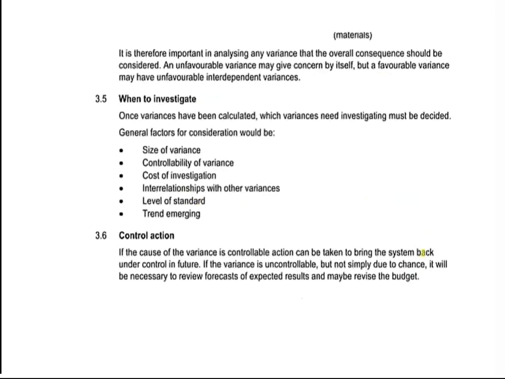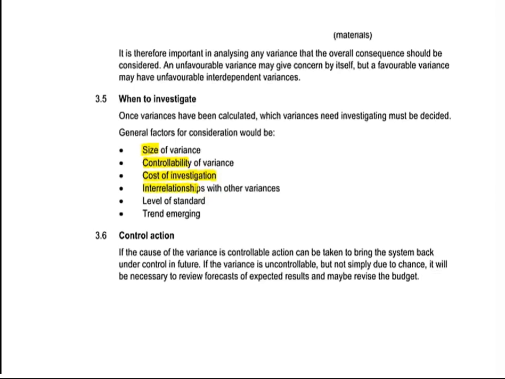A company won't want to investigate all of the variances. Instead, they need to think about the size, how material that variance is, and also how controllable it is. If the material price variance is adverse because of a global increase in the price of raw materials, there's no real point in investigating it because there's nothing we can do about it. We need to think about the cost of investigation versus the potential benefits, and also think about any interrelationships occurring between other variances to make sure you can see the whole picture.